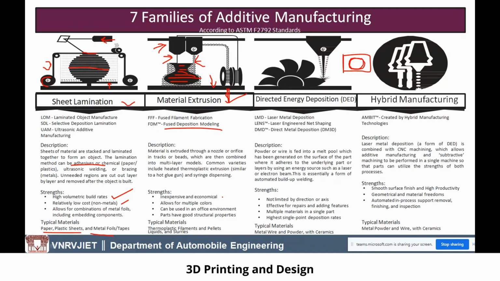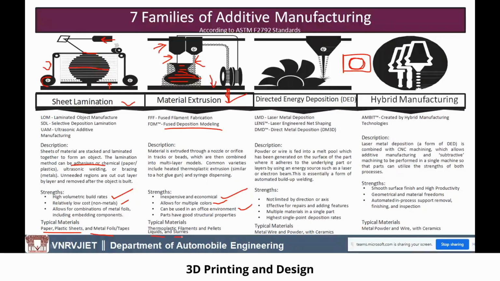This process is very economical and inexpensive. And here also you can use multiple colors, and it is available in the form of desktop printers. That means you can print it just like in office laser printers. These can also be used as office printers and have good structural properties. And here mostly we use liquids, slurries, thermoplastics, filaments, pellets, etc.